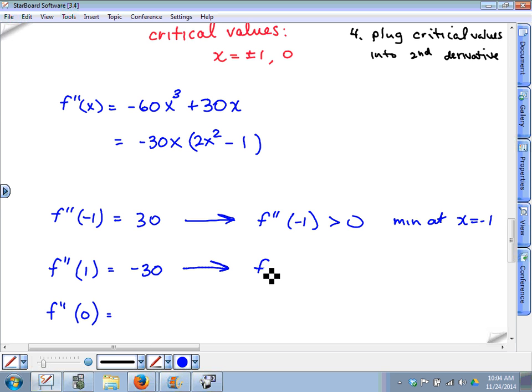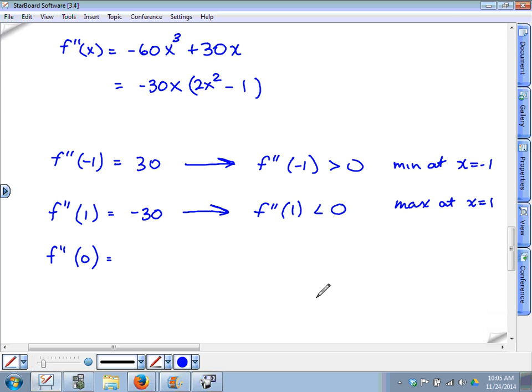Now this over here, f double prime of +1, that turned out to be less than 0. So that means the graph is concave down on that interval containing 1. So if the graph is concave down, what does that mean happens at x equals 1? There's a max. There's a max at x equals 1. Okay.